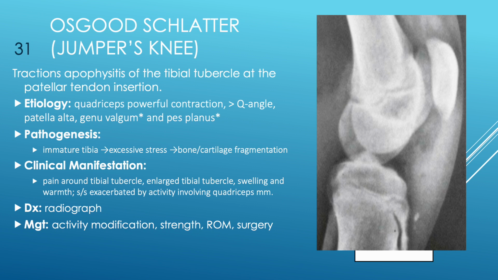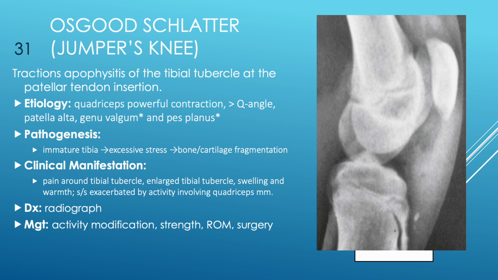Osgood-Schlatter disease results from fibers of the patellar tendon pulling small bits of immature bone from the tibial tuberosity. It's considered a form of tendinitis rather than a degenerative disease.